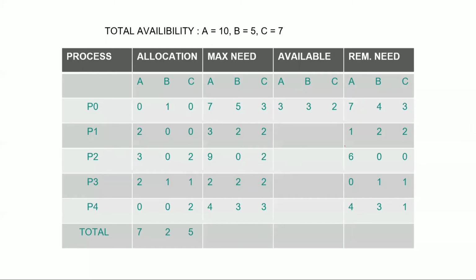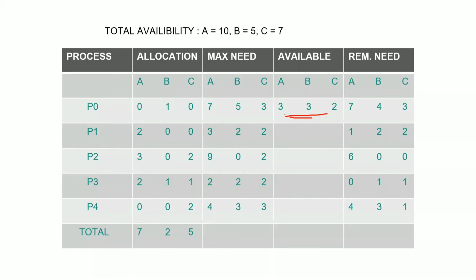Okay. So see here, in the available block, we have 3 instances of A, 3 of B, and 2 of C. And we will first check for P0. What P0 is saying, give me 7 of A, 4 of B, and 3 of C. But we don't actually have this many. So we can't fulfill the need of P0. So we will just ignore P0 for some time, and we will go further to P1.